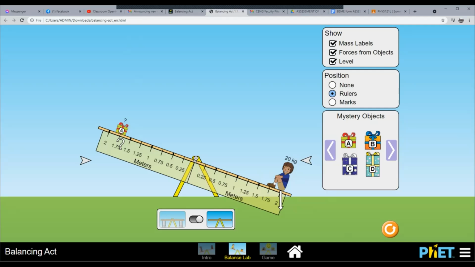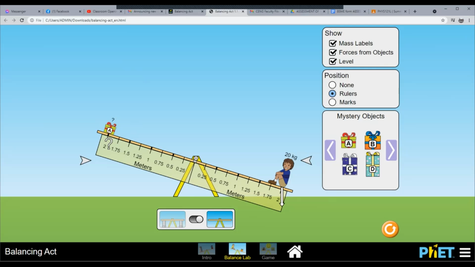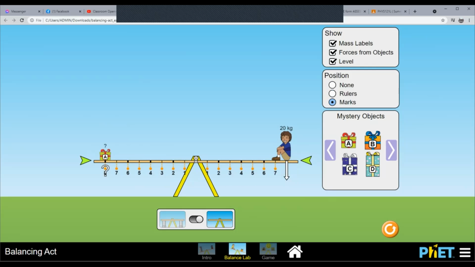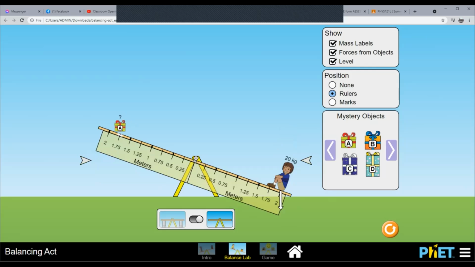So let us put the ruler para makita natin. So we can have a better view on this. Instead of marks, we use ruler. So you have the 20 kilogram, then that means this is also a 20 kilogram condition. So what happens if we place it in here? Based on your analysis, what happens if we place this? Sabi nyo 20 kilogram to. So say 20 kilogram this one. Pero nilagay natin ito. What happens? Ano nakita nyo nangyari?